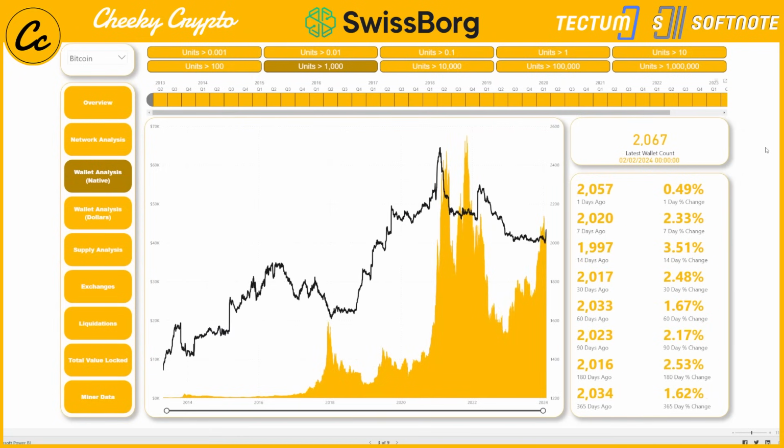This is 1,000 Bitcoin or more, known as the Bitcoin whales, right? A Bitcoin whale is classified as someone who owns more than 1,000 Bitcoin. Now, there are 2,067 wallets that own 1,000 Bitcoin. And we can now see that in the last year or so, these guys have been accumulating a little bit. It's nothing major, but they have accumulated more over the last 3 or so months. I'd say actually maybe 6 months or so, a little bit more accumulation has happened.